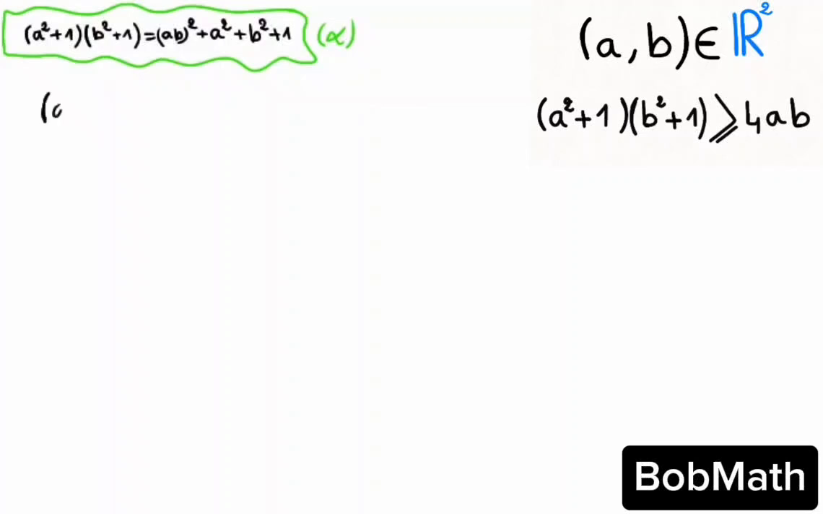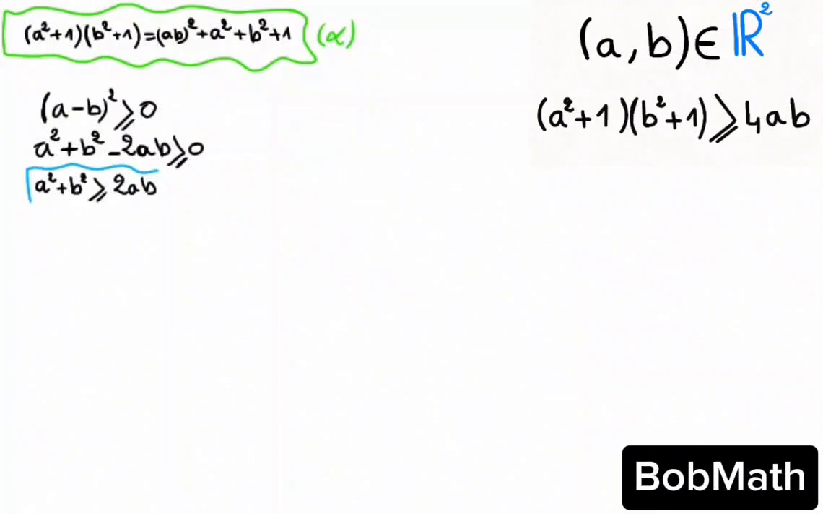We know that (a minus b) squared is greater than or equal to 0. So a squared plus b squared minus 2ab is greater than or equal to 0. Therefore, a squared plus b squared is greater than or equal to 2ab.